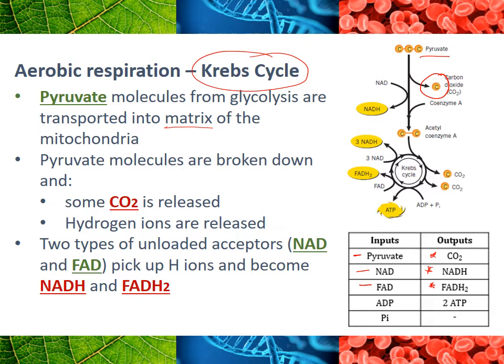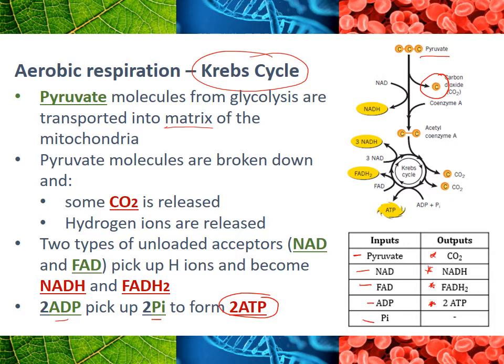The final thing that happens here, or the other important thing we need to know, is the ATP. Again, we're interested in how much ATP is made. So in this process, 2 ADP bind with 2 inorganic phosphate, and we get another 2 ATP made. So inputs here, outputs here. So we had 2 ATP in glycolysis. Now a further 2 ATP are produced in the Krebs cycle.